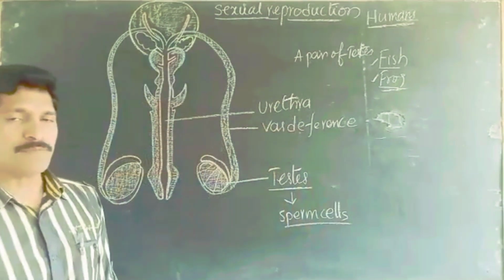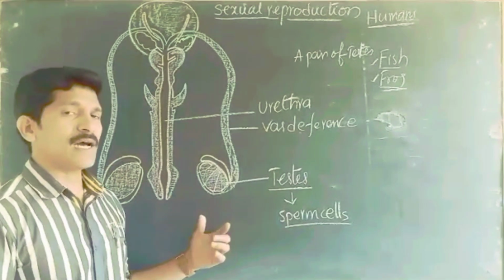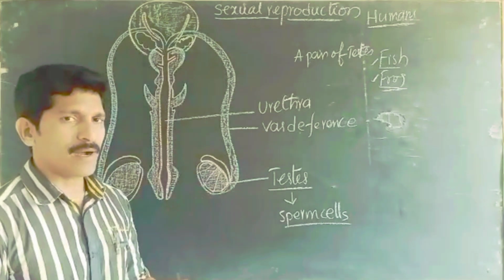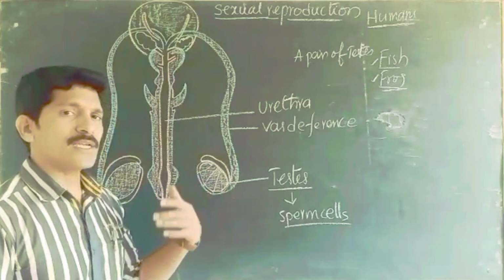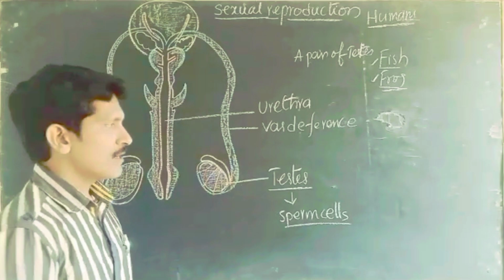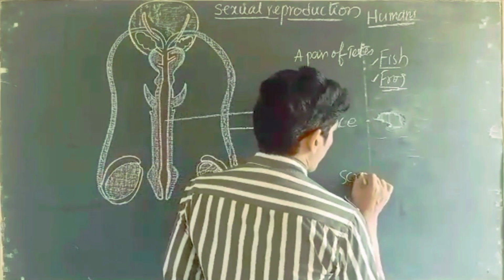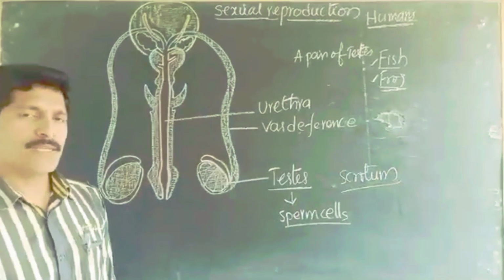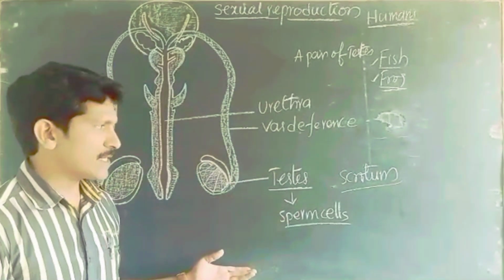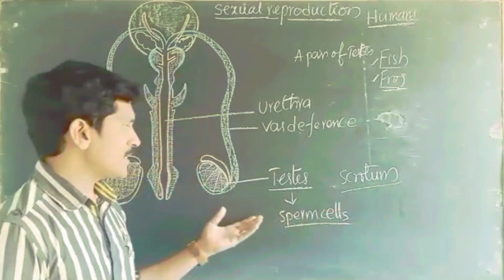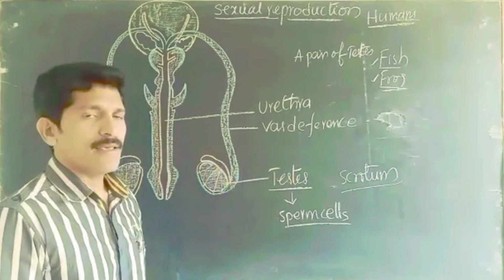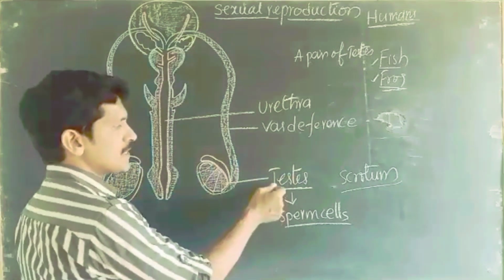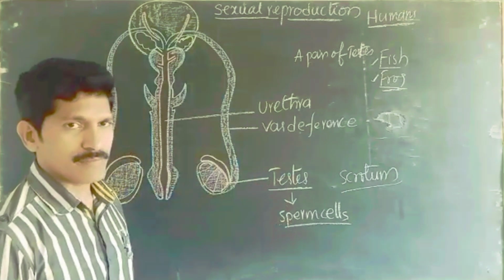And how are the sperm cells produced, and where are the testes located? Usually testes are not located inside the body. They are present outside the body in a sac-like structure called the scrotum. Why are the testes located outside the body, when all the remaining organs are inside the body? Because the testes produce the male gametes, sperm cells.